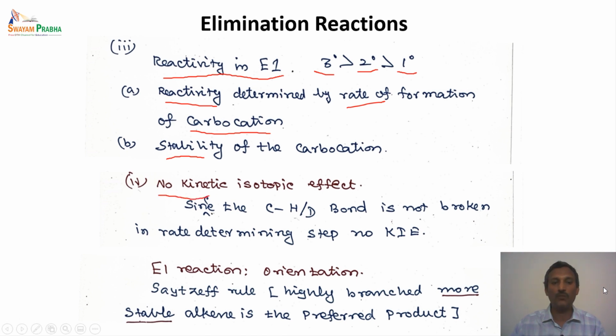And in this particular case, we do not have any kinetic isotope effect, because in the rate determining step, the CH bond is not broken. So that is the reason there is no isotopic effect here. And when we talk about orientation of the E1 mechanism, this also follows the Zaitsev rule as we had seen in the E2 mechanism. So the more stable alkene is the preferred one, that is the highly branched one is the most preferred according to Zaitsev rule.